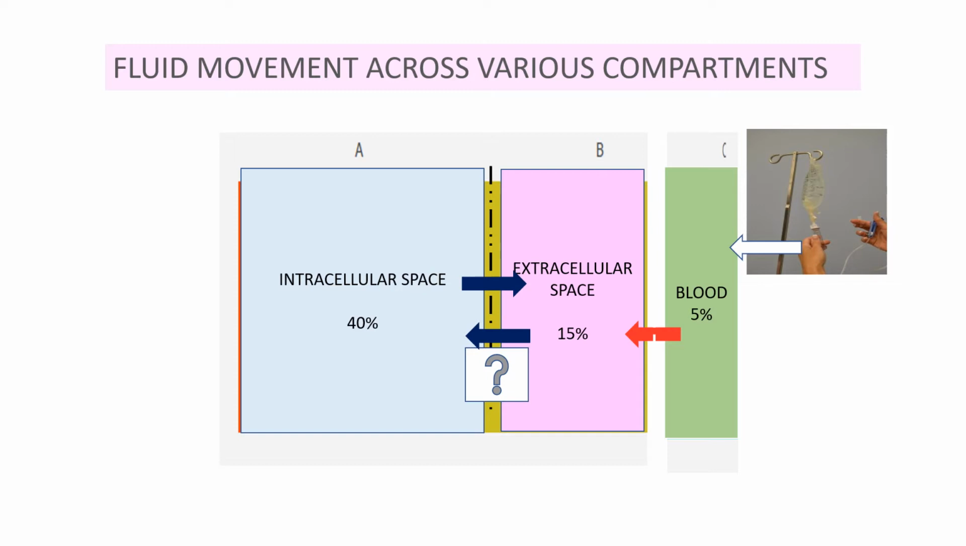So when you give free water, it goes from the blood into the extracellular space, lowering the osmolarity, and thereby water moves from the extracellular space into the intracellular space to make the osmolarity the same. So 5% dextrose distributes equally across blood, extracellular space and intracellular space.